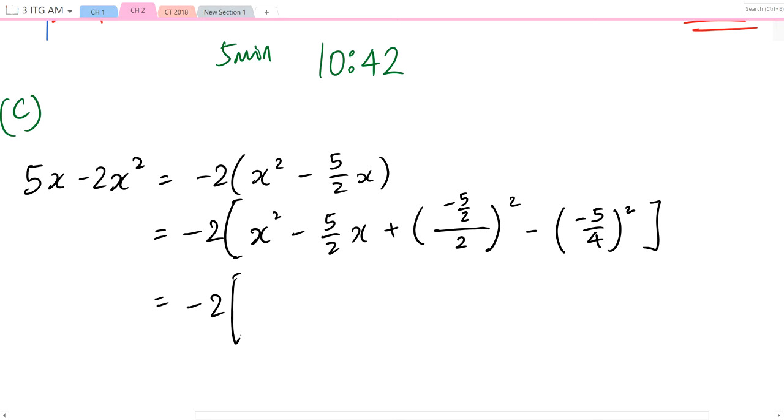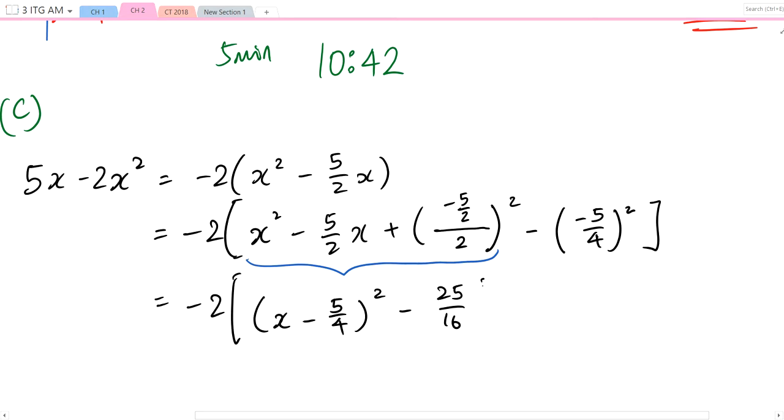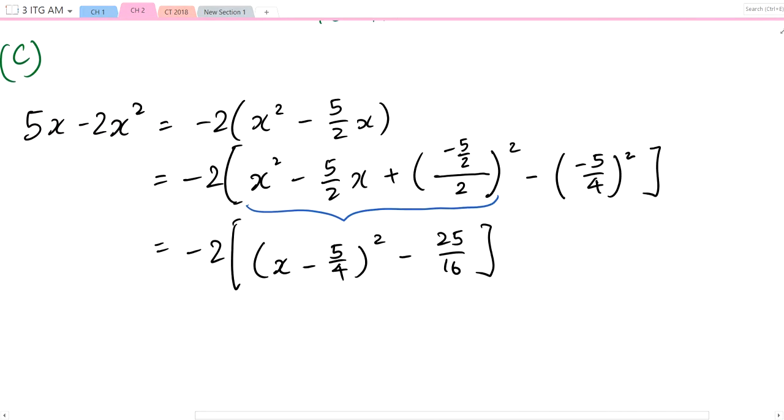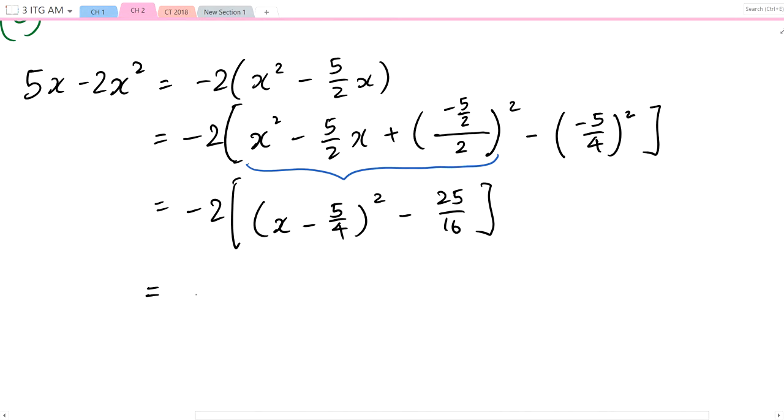Negative 2. The first 3 terms give us our completed square: x minus 5 over 4 squared minus 25 over 16. Next step. Negative 2 times x minus 5 over 4 squared plus 25 over 8.